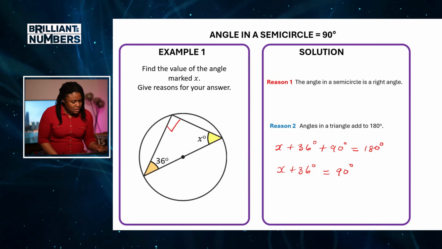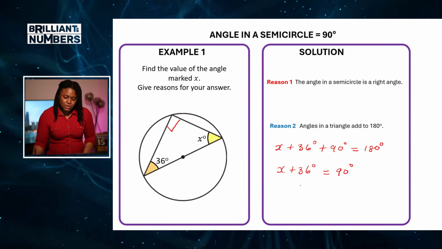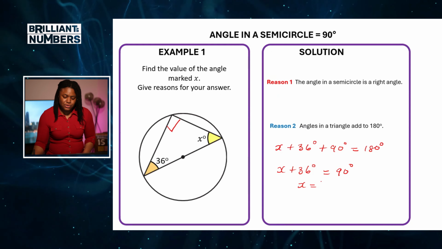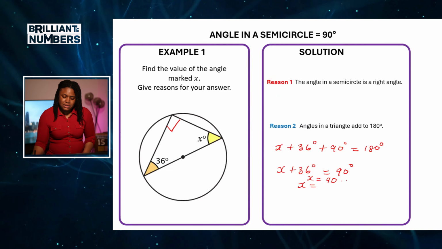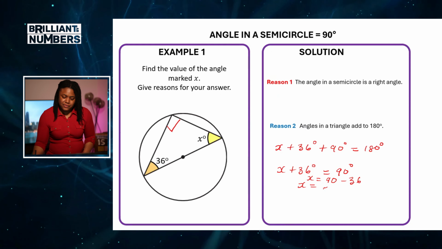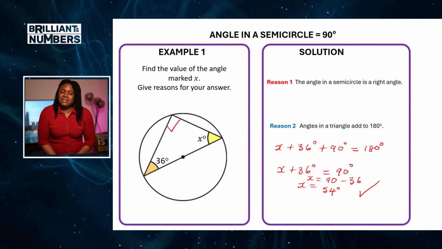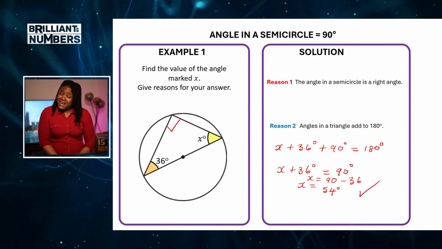So we're going to enter into our calculator. Work along with me. We're just going to do 90 take away 36. And the answer is equal to, so x is equal to, just going to write it here, x will be equal to 90 take away 36, and then the answer is 54 degrees. Well done. And you could also prove your answer by adding 54 plus 36, which should get you back to 90. So now we've put our first theorem into practice.